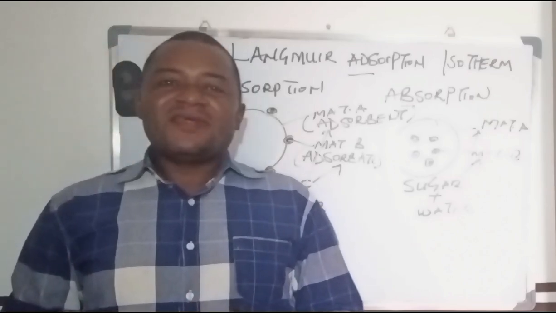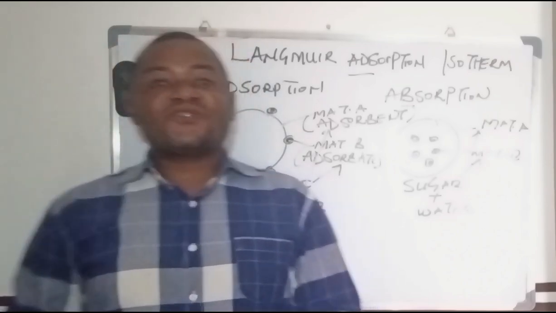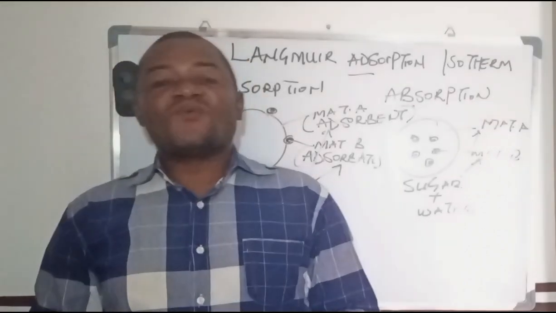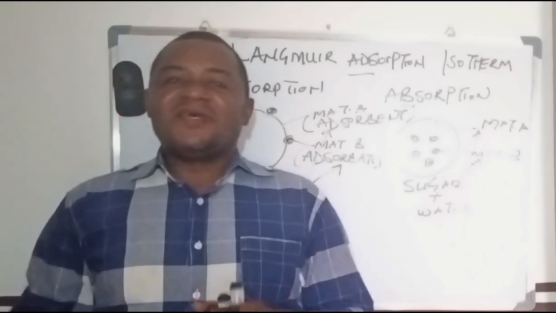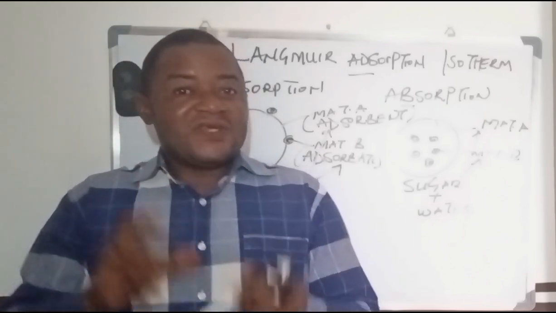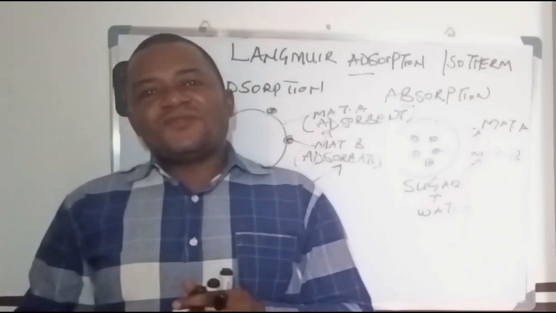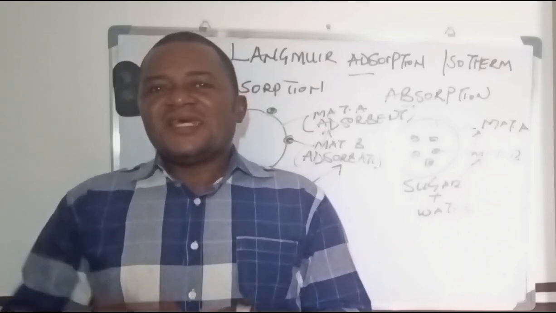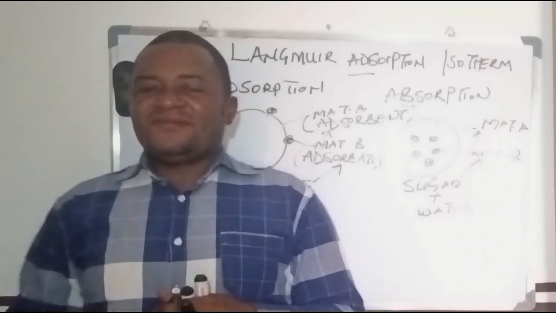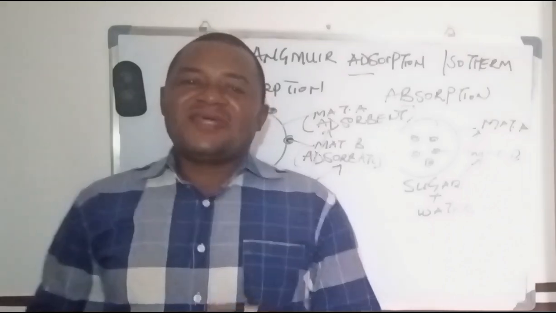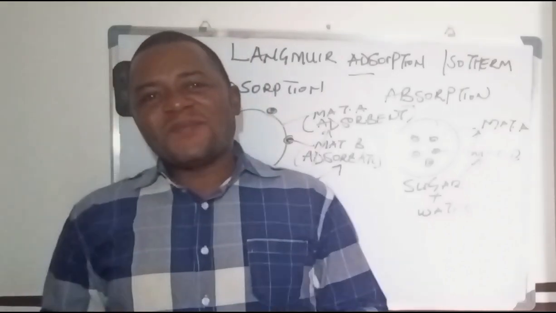Always remember these terms, they are very important. What is adsorption isotherm? It is simply a graph or a plot that relates the amount of adsorbate that is dissolved in an adsorbent at a varied pressure but at a constant temperature.